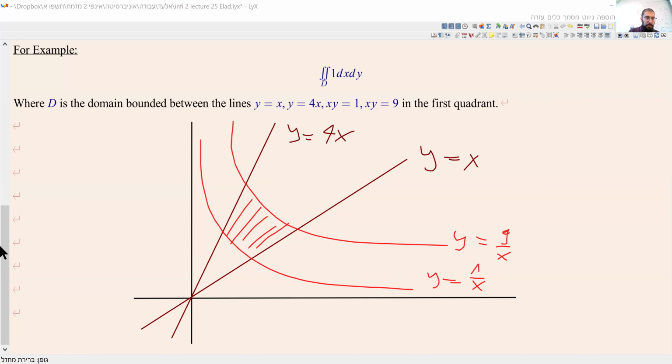This is domain D. It's not really important. We need to calculate the integral of 1 over D. I'll mention later that the integral of 1 can actually be interpreted as the area of D, but let's finish our example and do it. In the first octant, let's save this picture. Why not? I've already drawn it, so why shouldn't I?